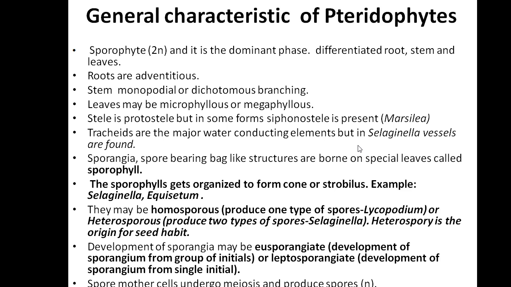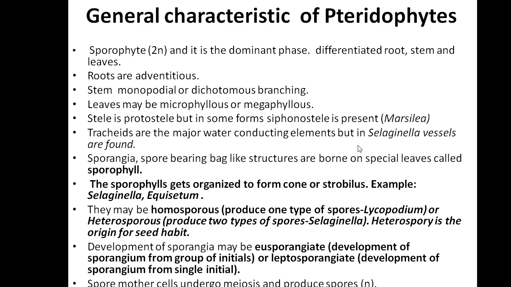Some plants will produce spores in a bag-like structure called the sporangia. That sporangia consists of spores. So these sporangia and spores are present in a special type of leaf called the sporophyll. These sporophylls get organized to form a cone or strobilus. Example, Selaginella and Equisetum are examples of pteridophytes carrying sporophyll type of leaves.